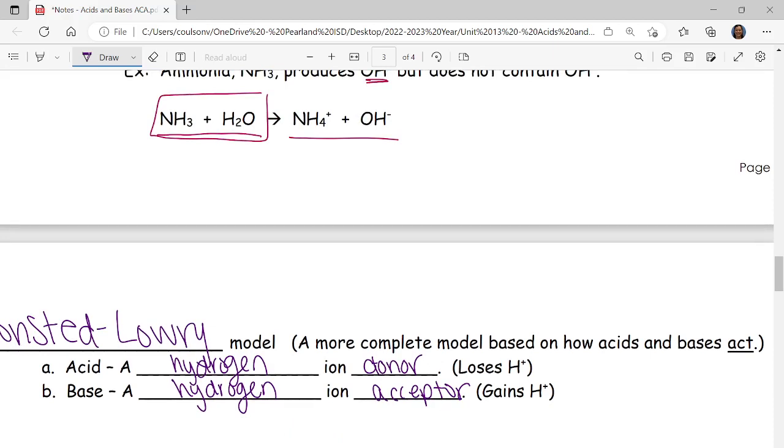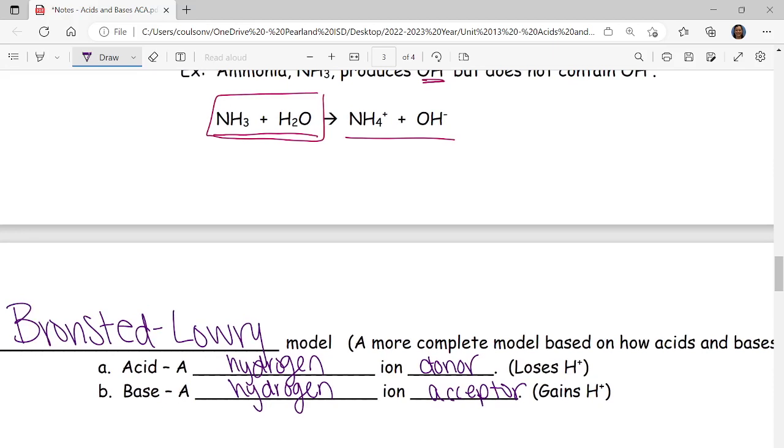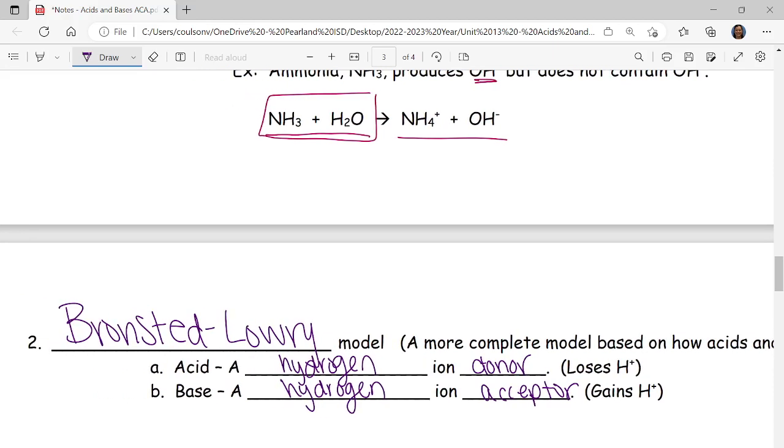In front of what? This? Bronsted-Lowry. Bronsted. Is that what you were trying to read?